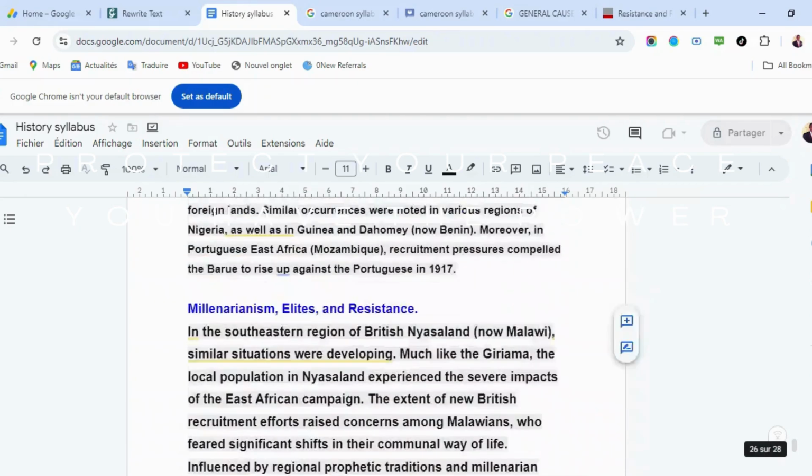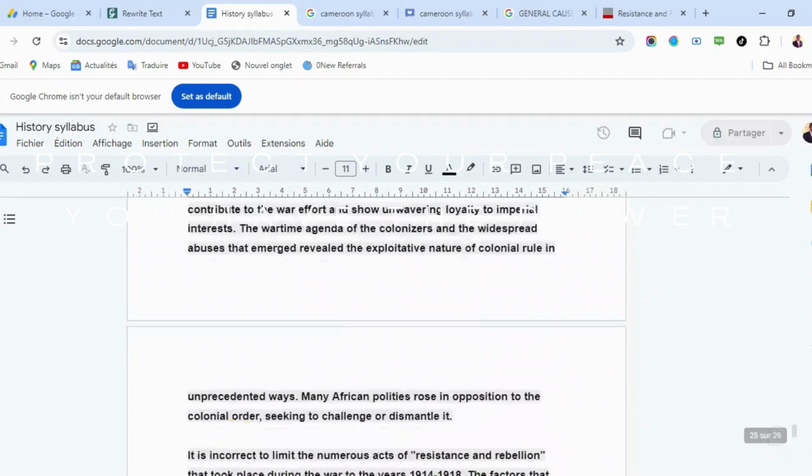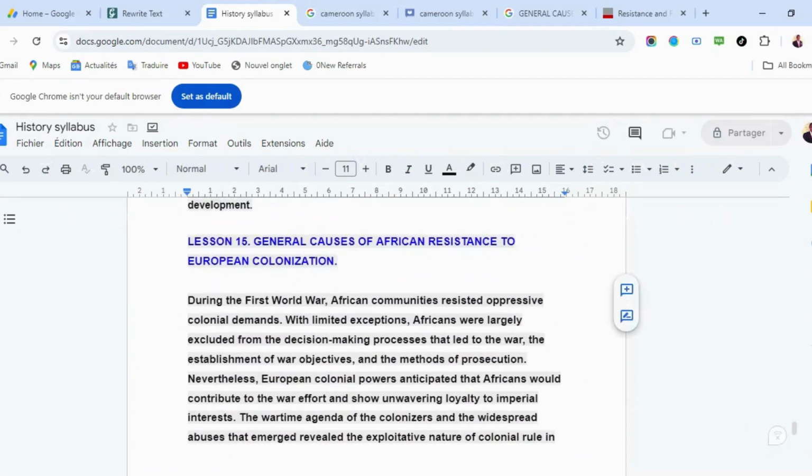So that is it for today about our lesson 15, the general causes of. So that is all about our history lessons for today.